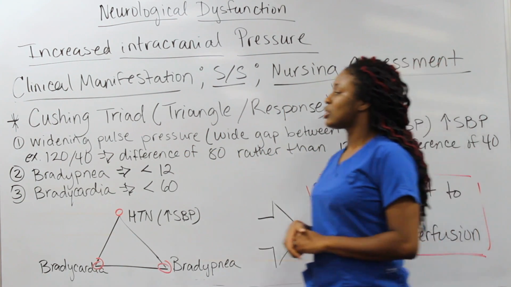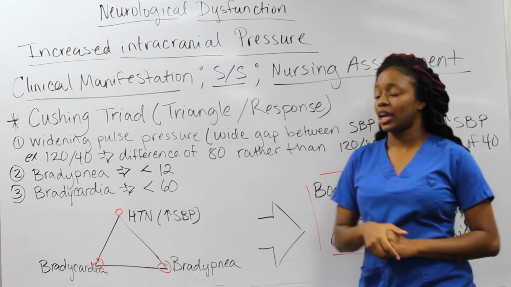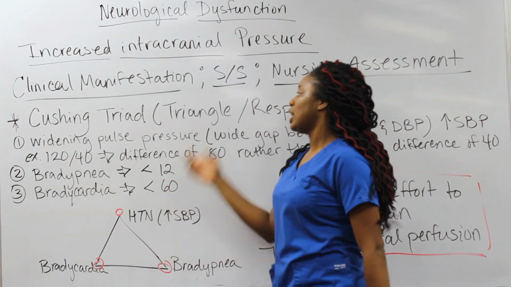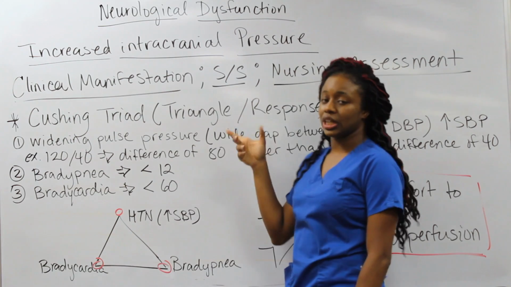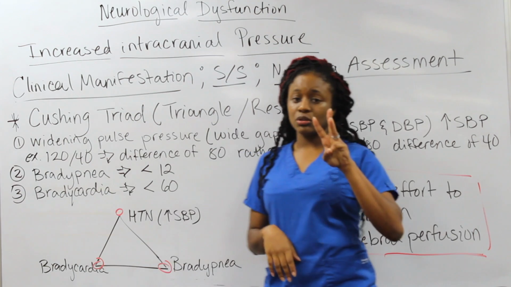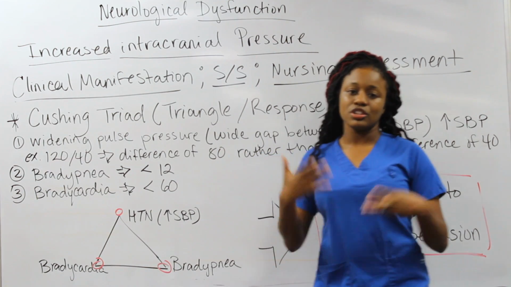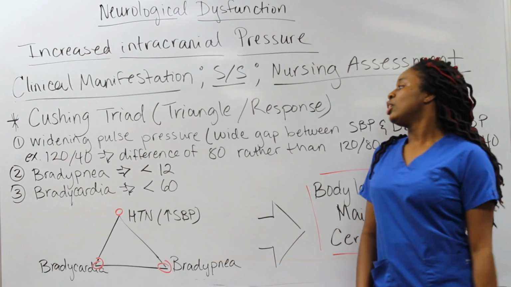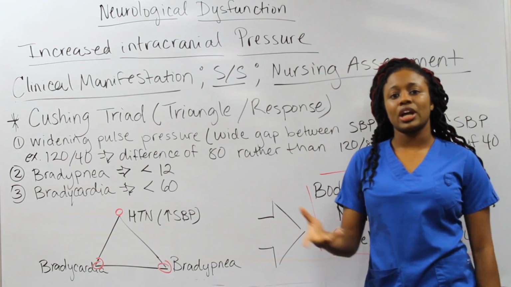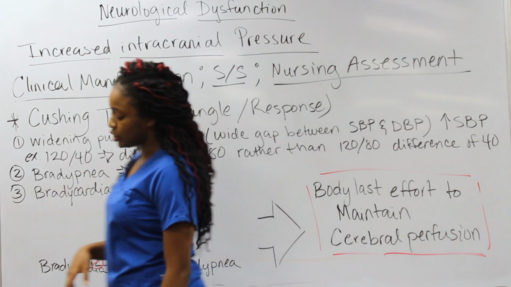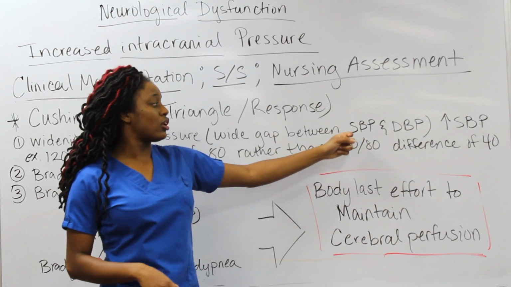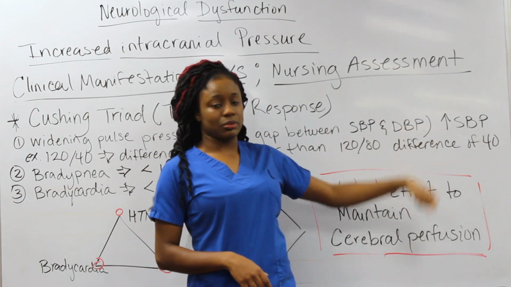So first up, we're going to talk about Cushing's triad, which is also known as Cushing's triangle or Cushing's response. Either or, I like to remember it as the triangle, and I'll explain in just a little bit, okay? Because there are three components that make up the Cushing's triad, hence the word triad, right? Triangle, three. The first one is your widening pulse pressure. Now you may say, what is your widening pulse pressure? Your widening pulse pressure is a wide gap between your SBP, which stands for systolic blood pressure, and your diastolic blood pressure.